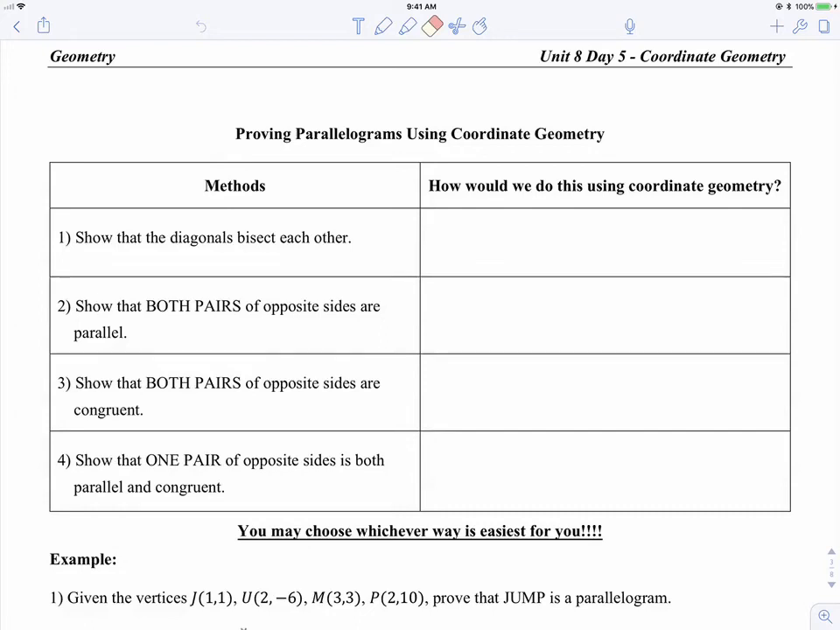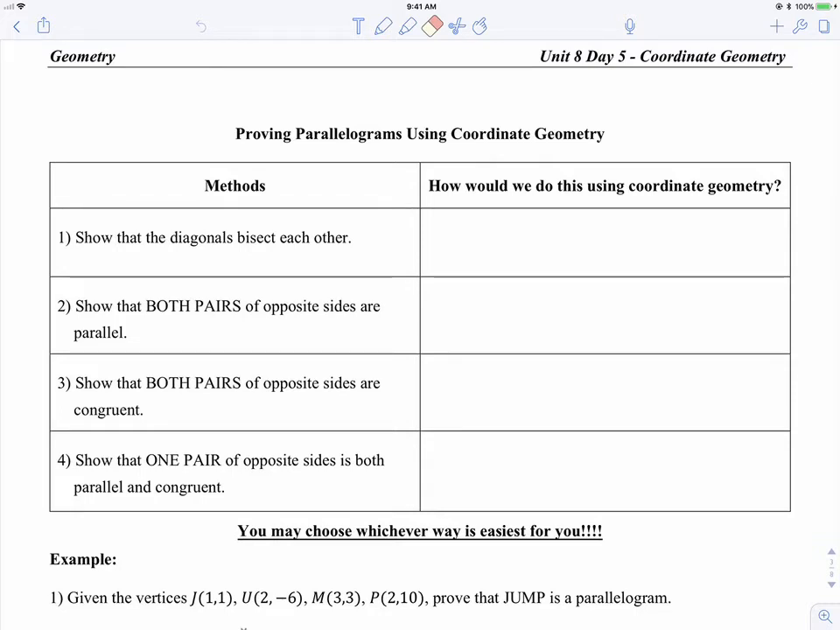Okay, so we're going to get into coordinate proof here. The first one is prove a parallelogram using coordinate geometry. There are 4 different methods that you can use to show it, based on the properties of parallelograms. We're going to stick with the definition.